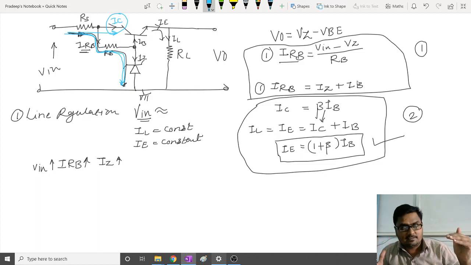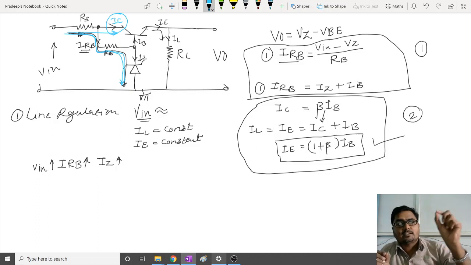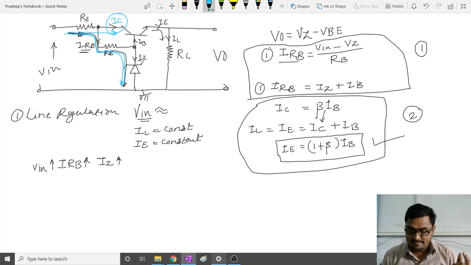The transistor is in the active region. I have declared that already at the start. The zener is in the breakdown region. Then only is it possible for us to understand the operation. So as the transistor is in the active region, if you change the base current, then only the collector current will change. Otherwise, the collector current will remain constant. That is the reason this increased current will never go to the collector. It will directly go to IRB.